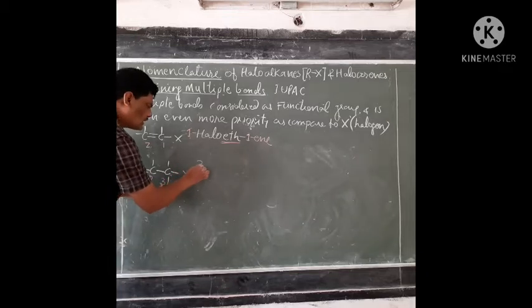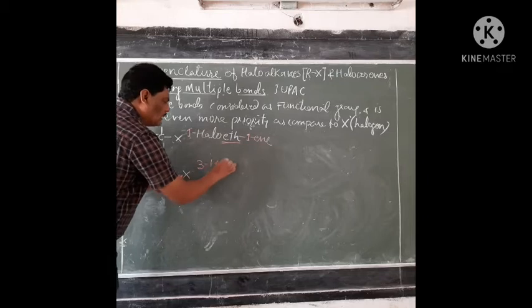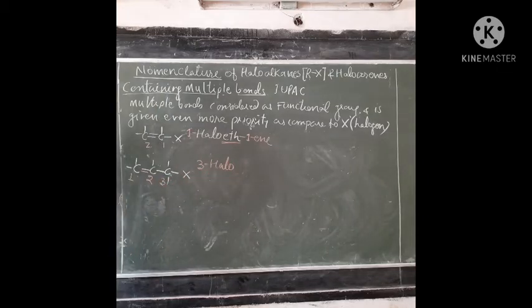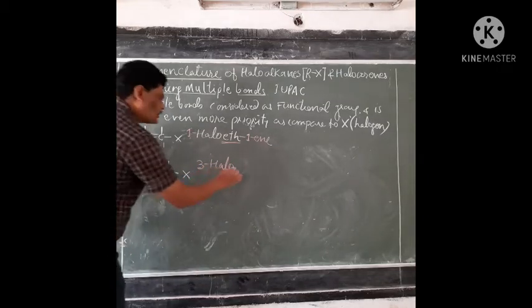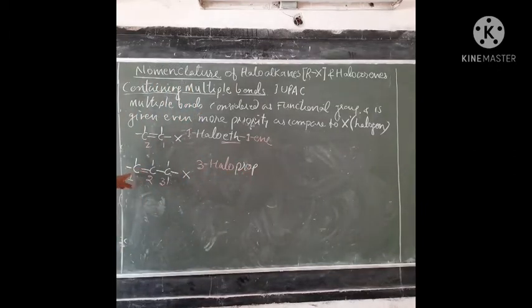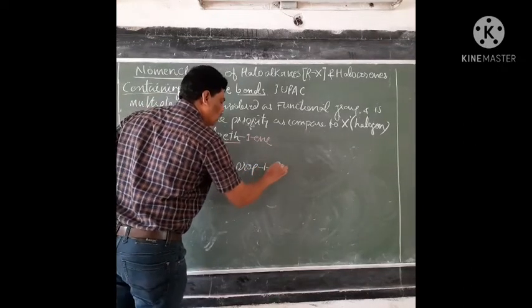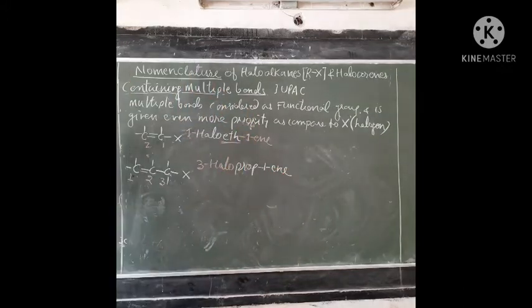So this is written with the halogen attached at the third position, so 3-halo. And what root? 1, 2, 3, so this is prop. And with which position is the double bond attached? First position. So prop-1-ene. This is the nomenclature system.